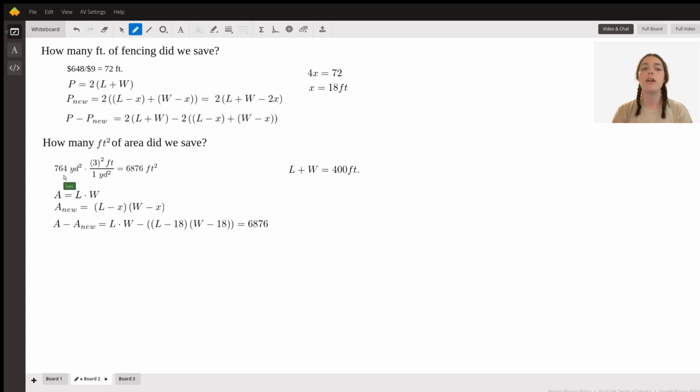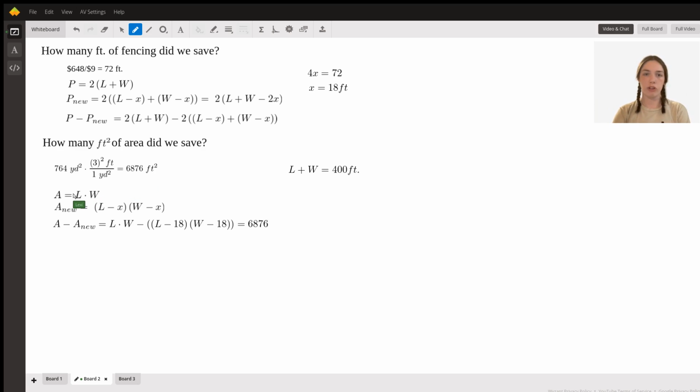So we start with 764 yards squared, and we want to convert. It so happens that there's 3 feet in 1 yard, but we have yards squared, so we also need to square that 3. Multiplying 764 times 3 squared gives us 6,876 feet squared. So that's how much area we are now saving with our new cattle pen.